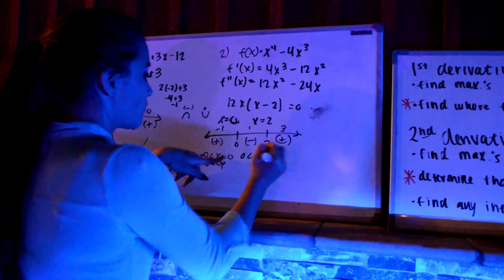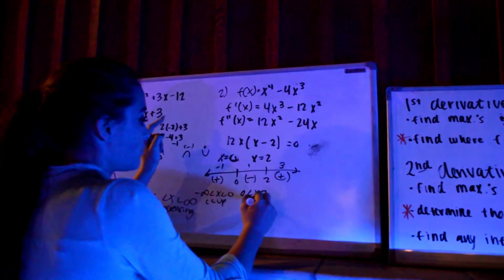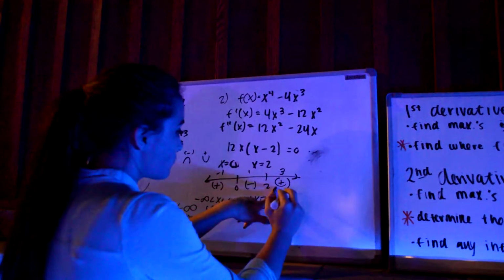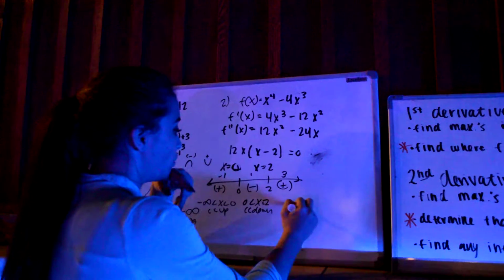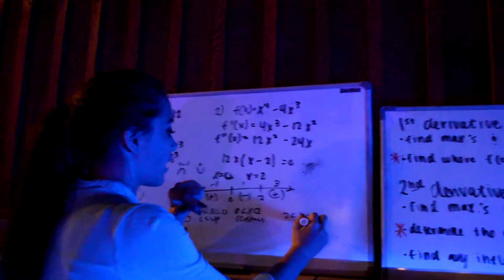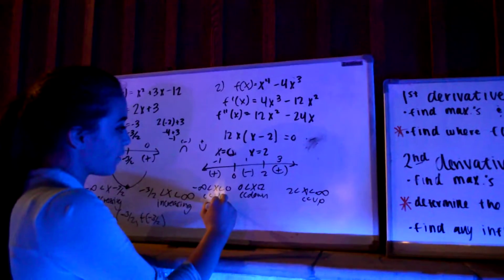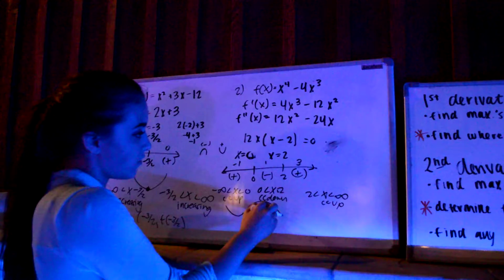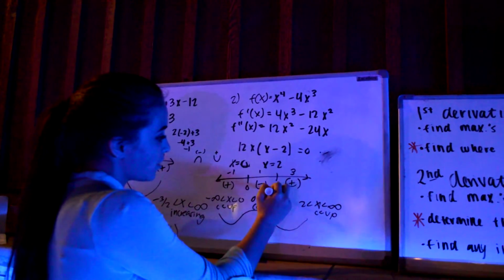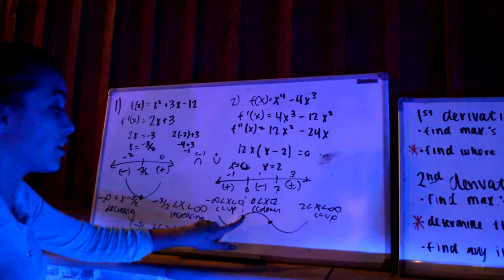So from 0 to 2, f of x is concave down. And then here, from 2 to infinity, f of x is concave up again. Okay, so what this kind of looks like, it's concave up, and then all of a sudden concave down, and then concave up. So at these points, the concavity is changing.